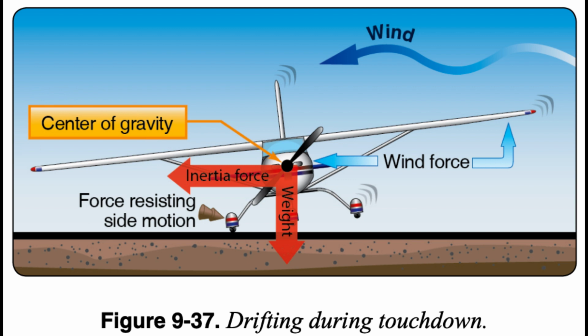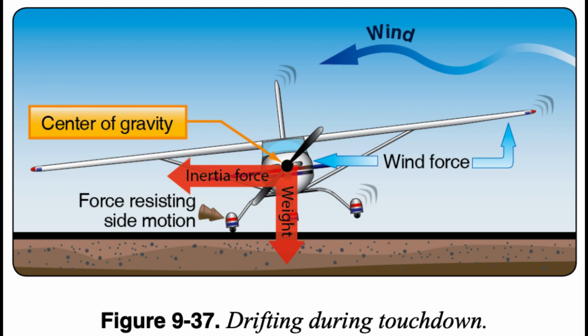The most effective method to prevent drift is the wing-low method. This technique keeps the longitudinal axis of the airplane aligned with both the runway and the direction of motion throughout the approach and touchdown. There are 3 factors that cause the longitudinal axis and the direction of motion to be misaligned during touchdown: drifting, crabbing, or a combination of both.